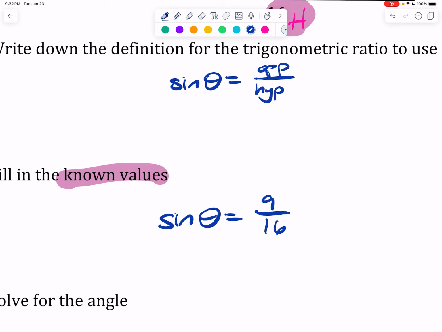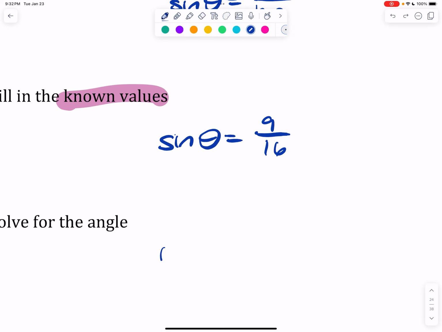Now, once we have this, it's just like the scenarios on the previous pages. We have to get theta on its own. We have to move sine over to the other side by taking opposite sine. So we'll say theta is opposite sine of 9 over 16.